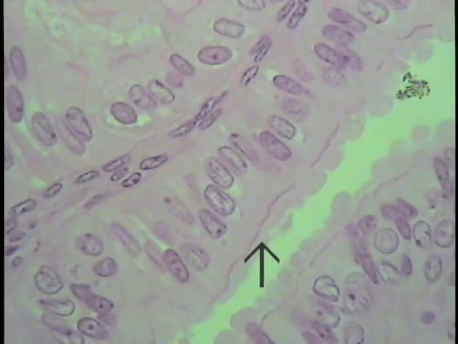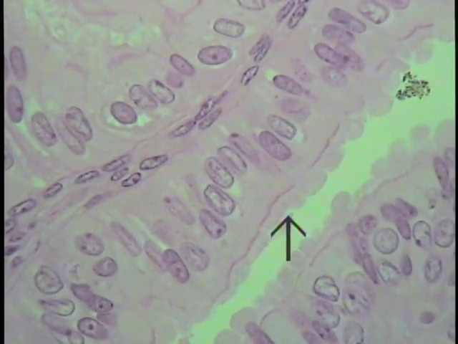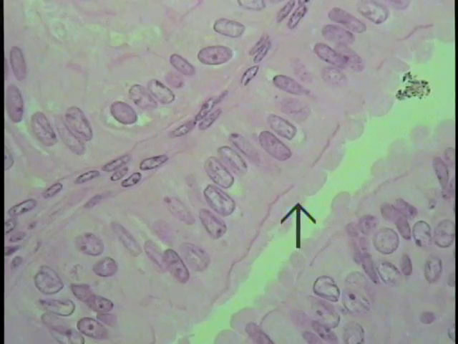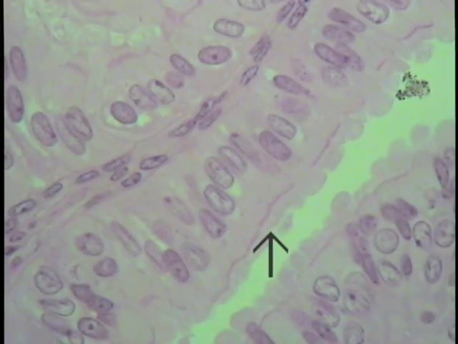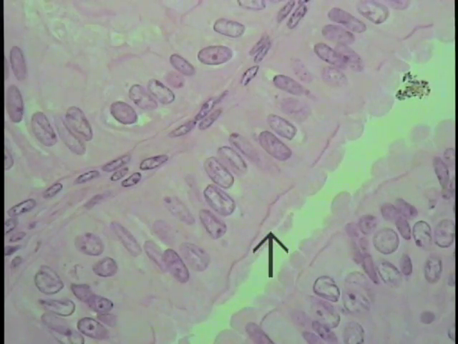If one looks very carefully and uses the fine focus on your own microscopes, focusing up and down, individual cilia can be seen extending from the apices of these particular cells. There may be 300 to 400 of these motile projections projecting from an individual cell.